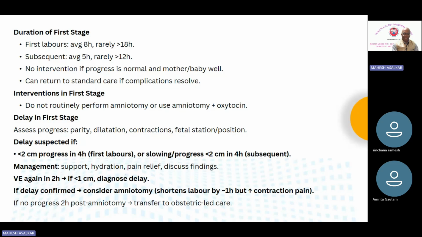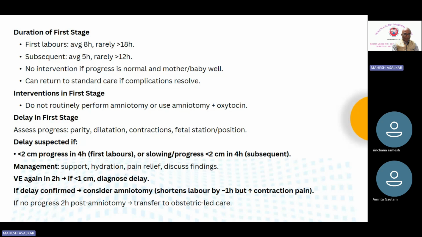So don't confirm the delay when you are reassessing after 4 hours. At that time, it is always a suspected delay. First, you suspect the delay, then you repeat PV in 2 hours. If the dilatation is less than 1 centimeter in the next 2 hours, then you say that it is a confirmed delay. Then you do amniotomy. It will shorten the labor by 1 hour, and it will also increase the contractions. But if there is no progress 2 hours post amniotomy, in that particular case, you may have to transfer that lady to the obstetric unit or get the consultant's opinion.